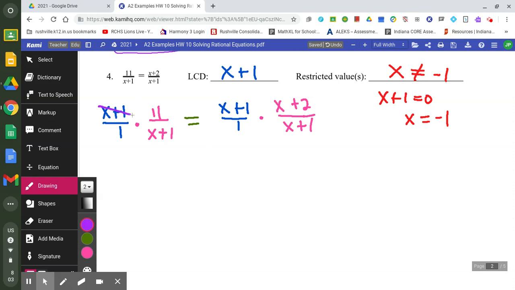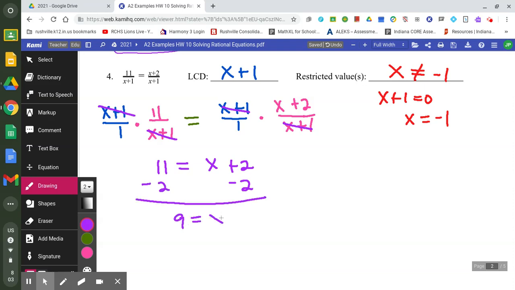So here my x plus 1 and x plus 1 cancel, so I have 11 equals, and then x plus 1 and x plus 1 cancel because one's on top, one's on bottom. So I'm left with 11 equals x plus 2, and then I solve for x. And x equals 9, and because that is not -1, then that is my valid answer.